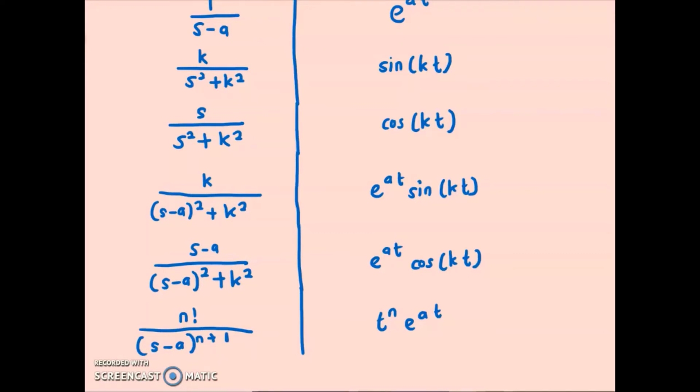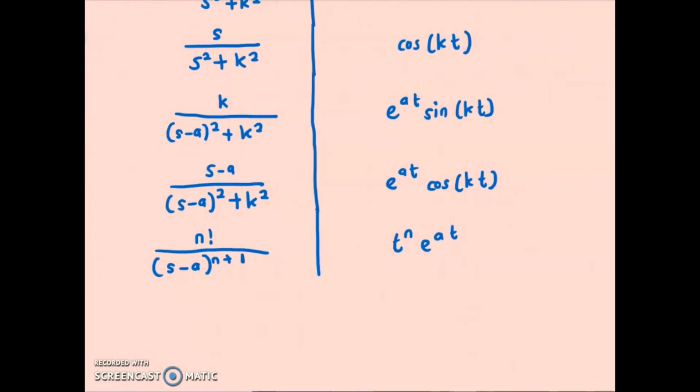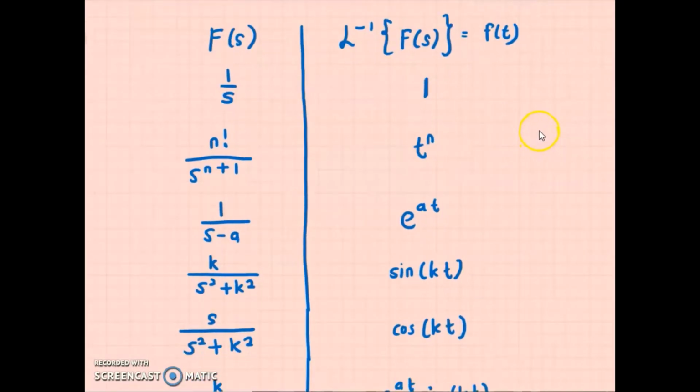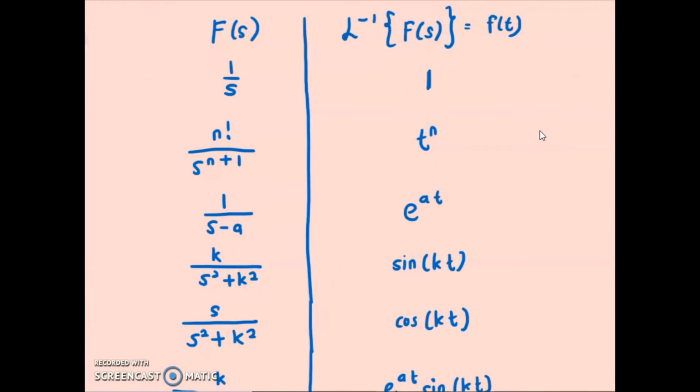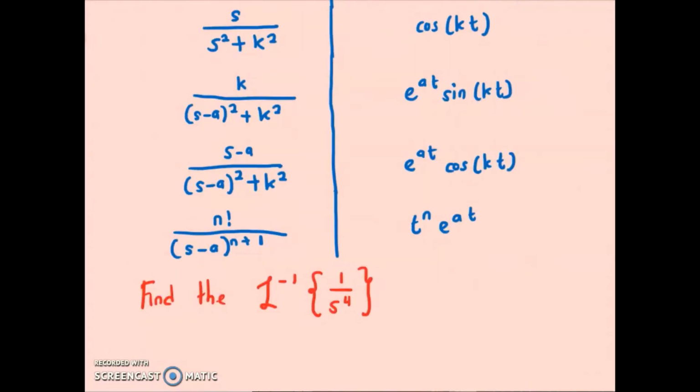So if we know this, you can take the inverse Laplace transform of many functions. I don't have much time here, but I'll give you one example. Find the inverse Laplace transform of 1 over s^4. From the table we know this one: the Laplace of n factorial. So we want to look at this one here. They look the same, so how do you write it?